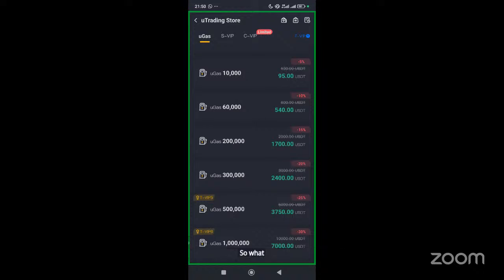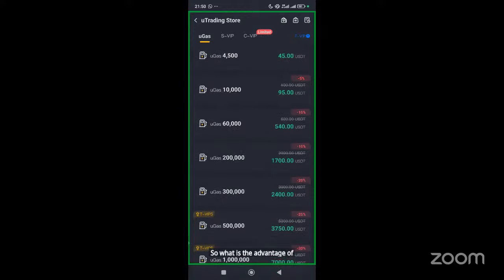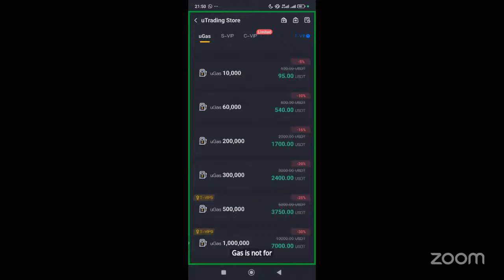So what is the advantage of this UGAS? Look at this. UGAS is not for anybody, it is just for the robot. But once you get the UGAS, you will be able to launch as many trades as possible according to your UGAS. When I was showing you about the trade, based on the level of UGAS I'm using, it allowed me to trade up to 200 bots.